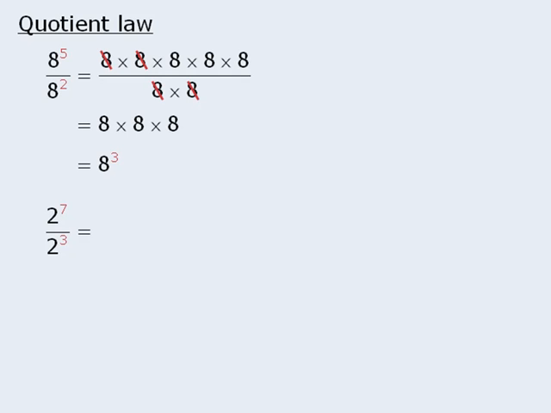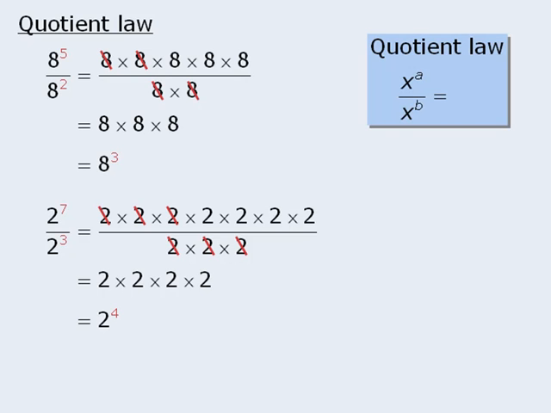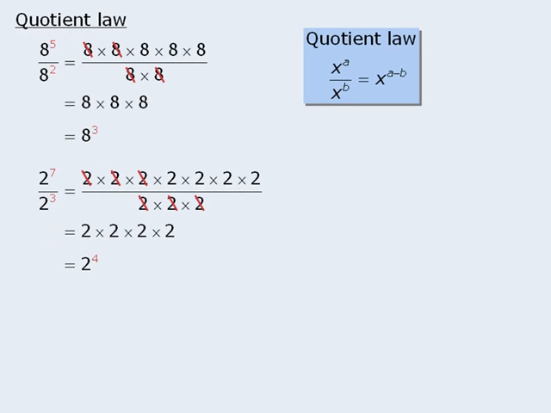Let's first rewrite the numerator here as follows, and then rewrite the denominator as follows. When we eliminate 3 2's from the top and the bottom, we get the product of 4 2's, which is equal to 2 to the power of 4. So 2 to the power of 7 divided by 2 to the power of 3 is equal to 2 to the power of 4. To generalize these results, we can say that x to the power of a divided by x to the power of b will equal x to the power of a minus b. Please note that, like the product law, the quotient law also requires that the two bases are equal.